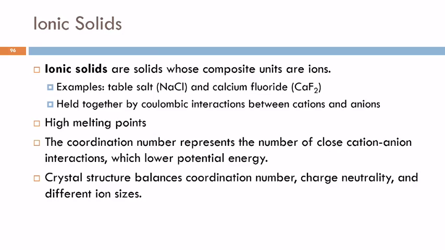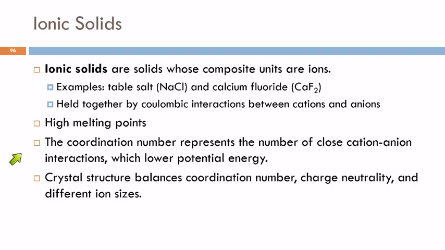In an ionic solid, the composite units are ions. So you've got cations and anions. An example would be table salt, sodium chloride. Here, the ions are held together by coulombic interactions between cations and anions. Those are ionic bonds, electrostatic attractions between opposite charges. How do ionic bonds compare to intermolecular forces in terms of strength? Stronger. They're much stronger. And so because of this strong interaction that's holding the particles together, ionic solids tend to have high melting points. Some of them are extremely high.